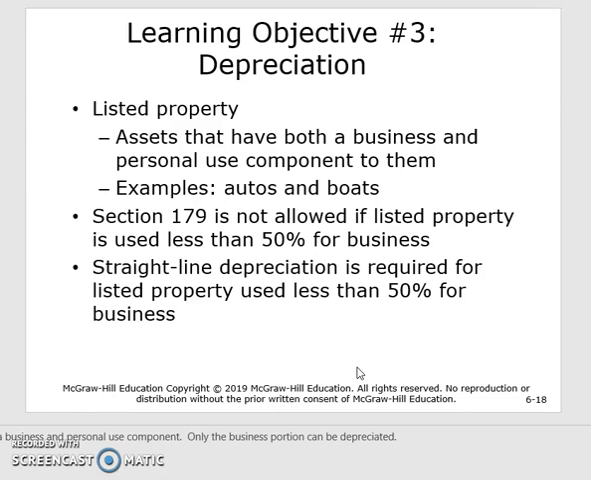Listed property refers to assets that have both a business and a personal use component to them. Some examples of these would be automobiles and boats. Section 179 is not allowed if listed property is used for less than 50% for business. If it is used for less than 50% for business, straight line depreciation is required for listed property.